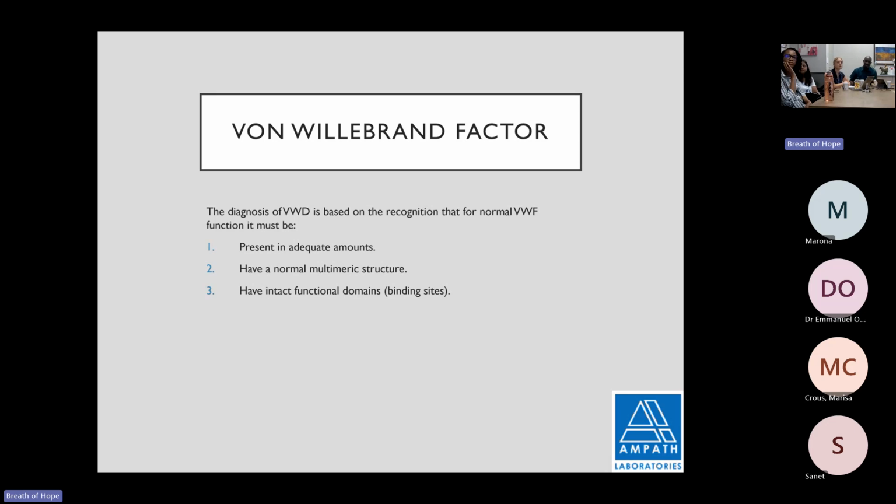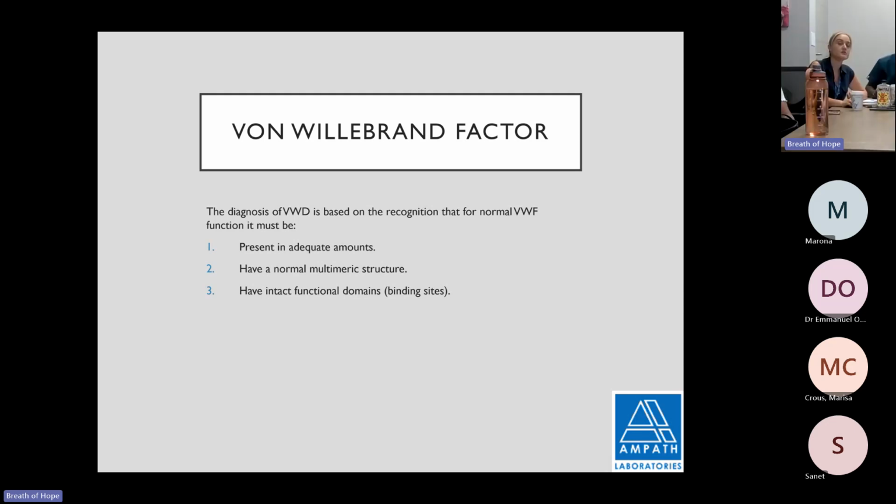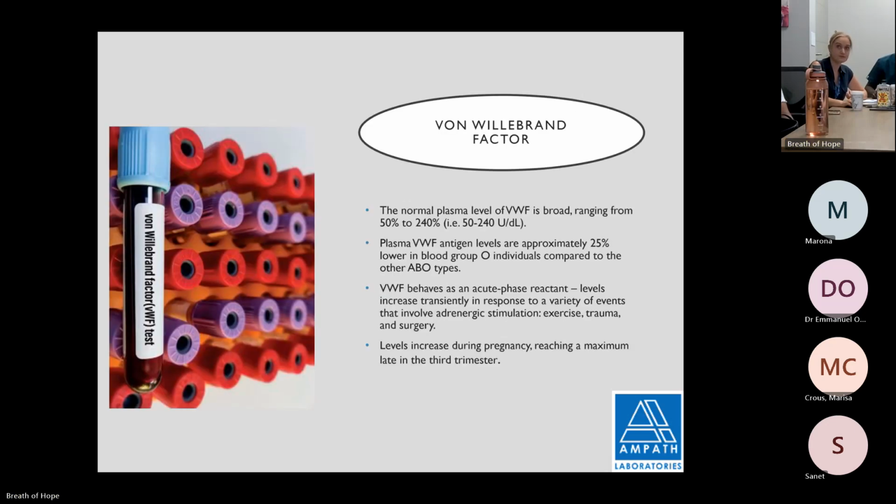And then we also want to see if the function is normal, with sufficient binding sites. This we usually do with the ELISA method test. We will do the von Willebrand function test to see if it binds to glycoprotein 1b, as well as, in Ampath, we can do the collagen binding test. So for von Willebrand factor, the normal level is usually between 50% and 240.